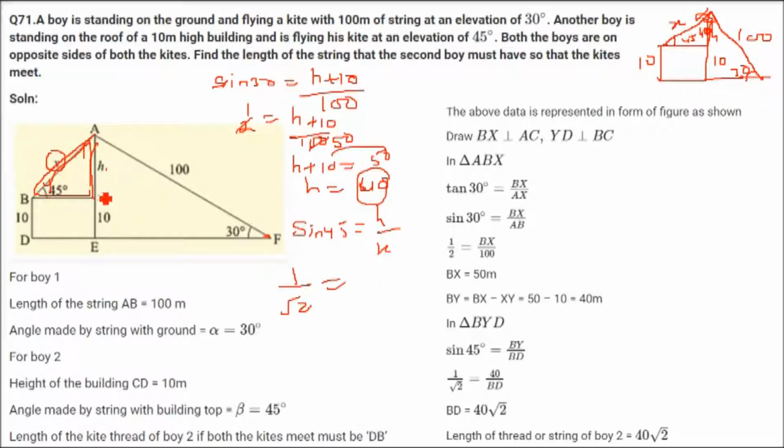So 1 by root 2 equals 40 by x. So x will be equal to 40 root 2. This is our answer. This is 40 root 2. The length of the thread or string of boy 2 has to be 40 root 2.